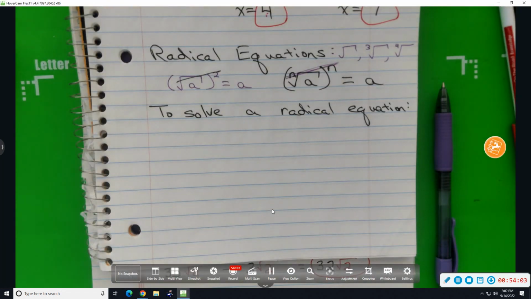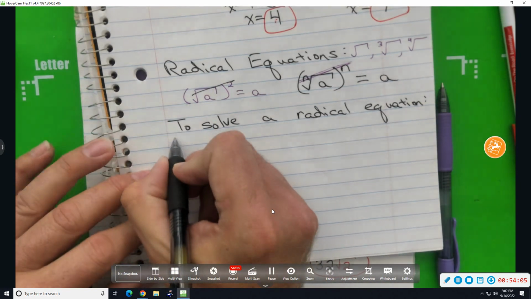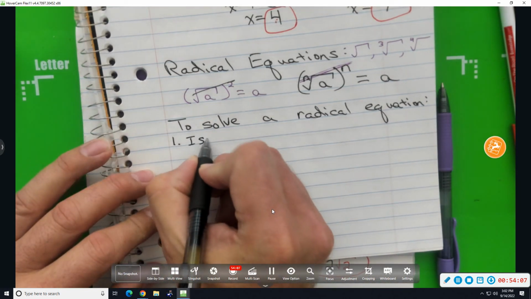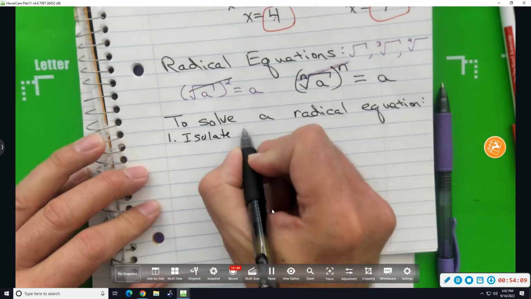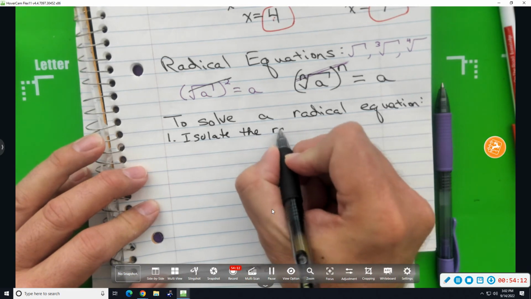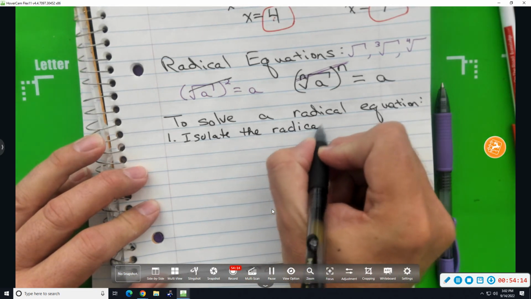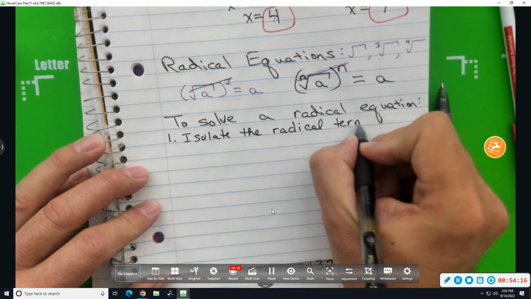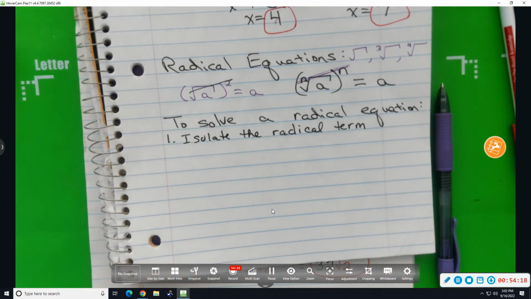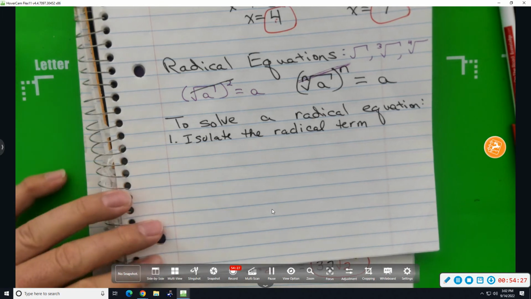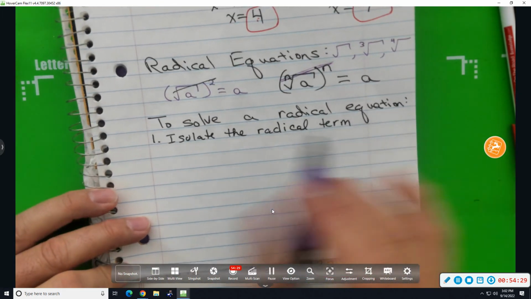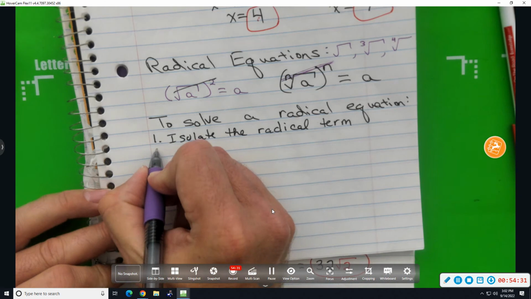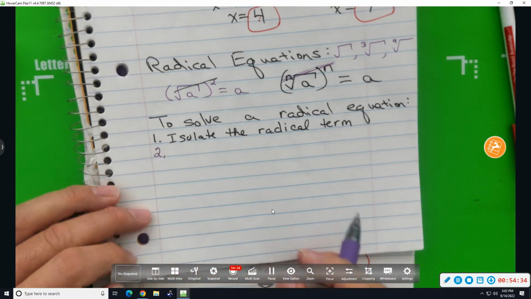To solve a radical equation, first of all, isolate the radical term. Now, if there's more than one radical term, you isolate a radical term. You've got to have a radical by itself. Now, if there's 2 radicals and you're isolating both of them, you may be isolating them both at the same time, which is really nice. First of all, isolate the radical term. Ooh, is that purple going to show?